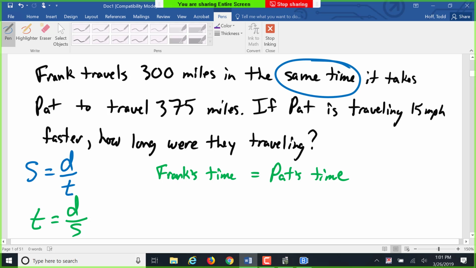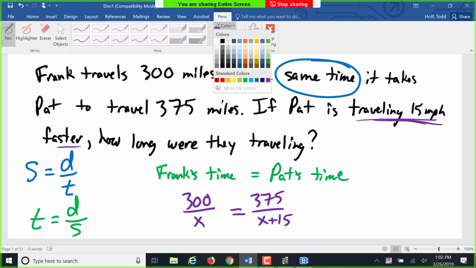Well, Frank's time is 300 miles divided by Frank's speed. I'm going to call Frank's speed x. That's going to equal Pat's time, or Pat's distance of 375 miles divided by his speed. Pat's traveling 15 miles per hour faster. So what's Pat's speed? x plus 15.